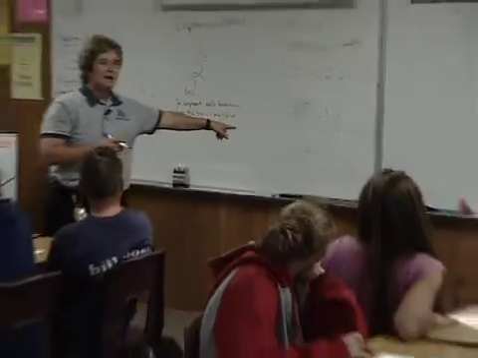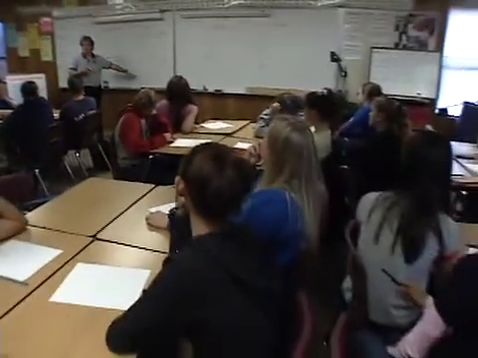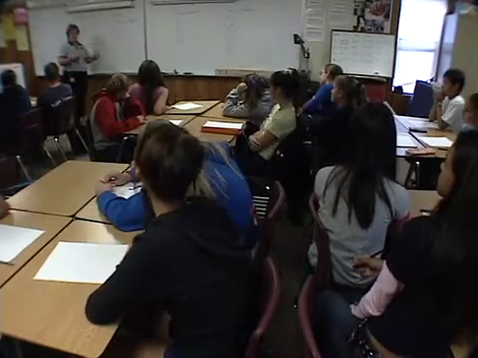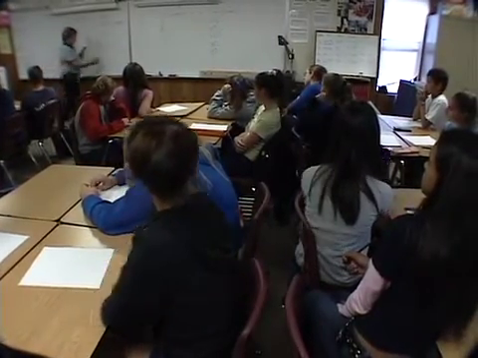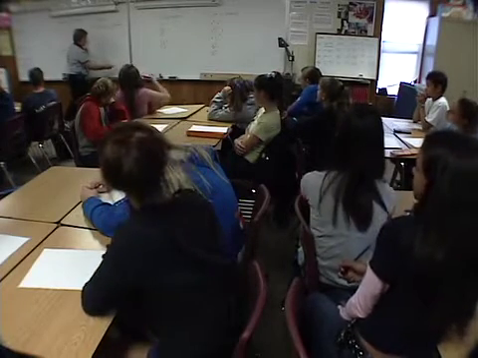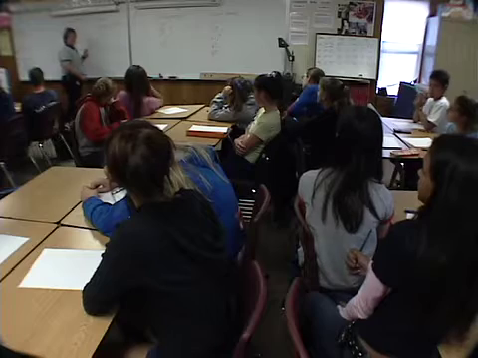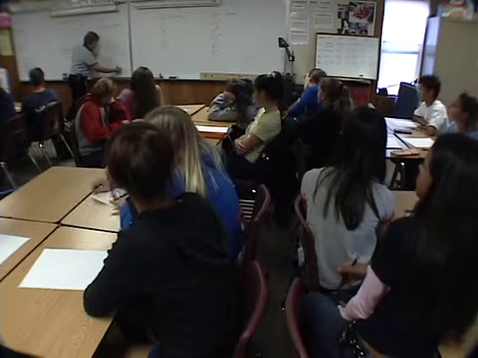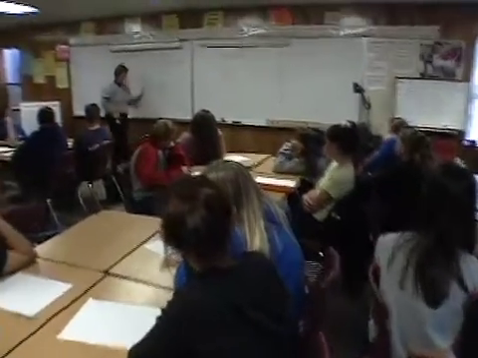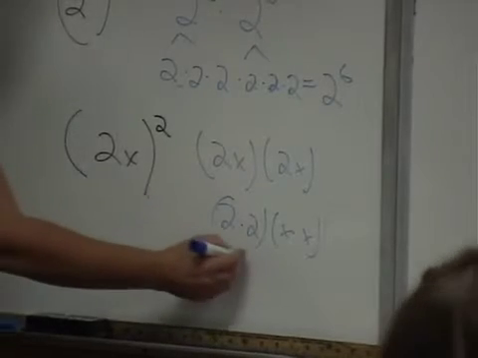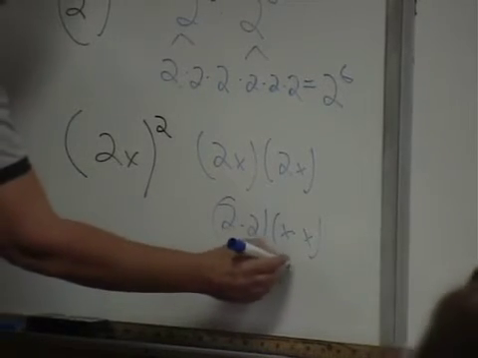Now, for the last example, what's being squared here? 2 and x, or just 2? Both of them? This is 2 times x times 2 times x. Or because we have the associative property in math, we go 2 times 2 and x times x, right? Is that any different? No. Okay. And this is 2 squared times x squared, right?